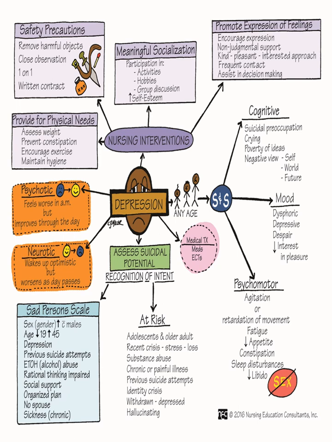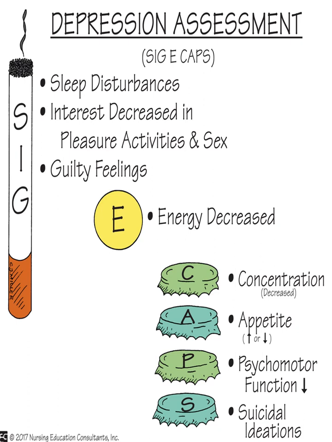So this is just a really nice, I think, visual aid of our depressive disorders and our SIG E CAPS for our depression assessment. We're going to assess for sleep disturbances, decreased interest in or pleasure in activities, that anhedonia, guilty feelings, energy decreased, issues with concentrating, fluctuating appetite, decrease in psychomotor function, and suicidal ideations.